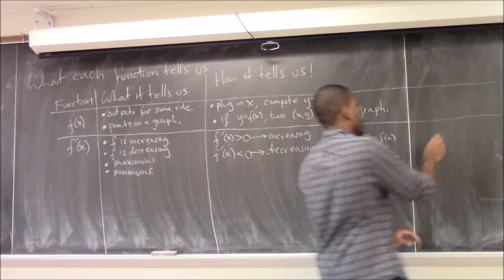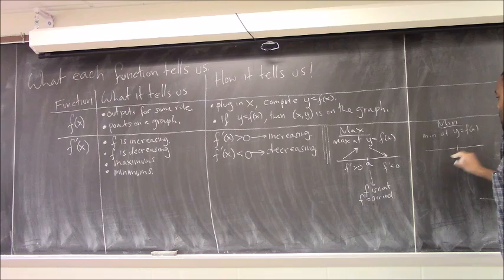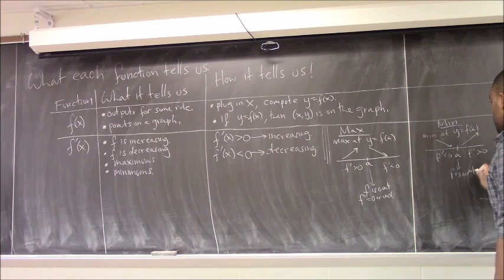Minimum is the same idea. You just look for the opposite behavior. So we have a minimum at y equals f of a, if to the left of a you're decreasing, so you're going down, but to the right of a you're increasing, so you're going up, and at the point a, f is continuous, and f prime is zero or undefined.